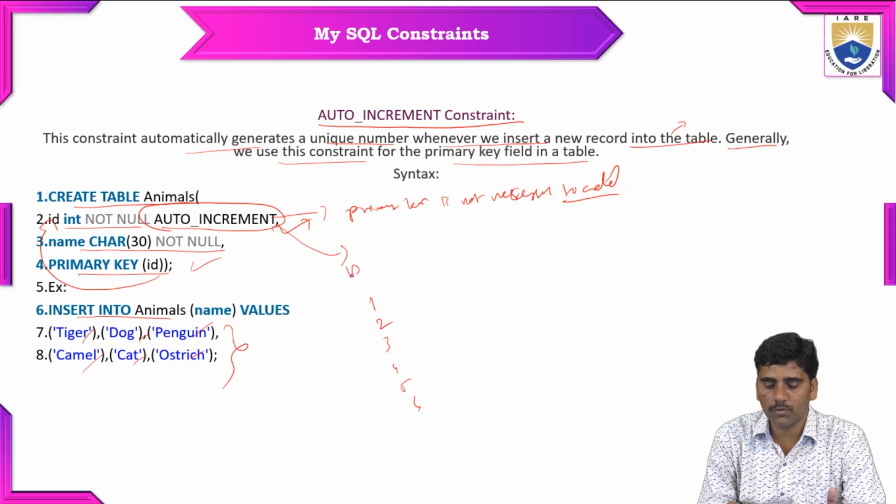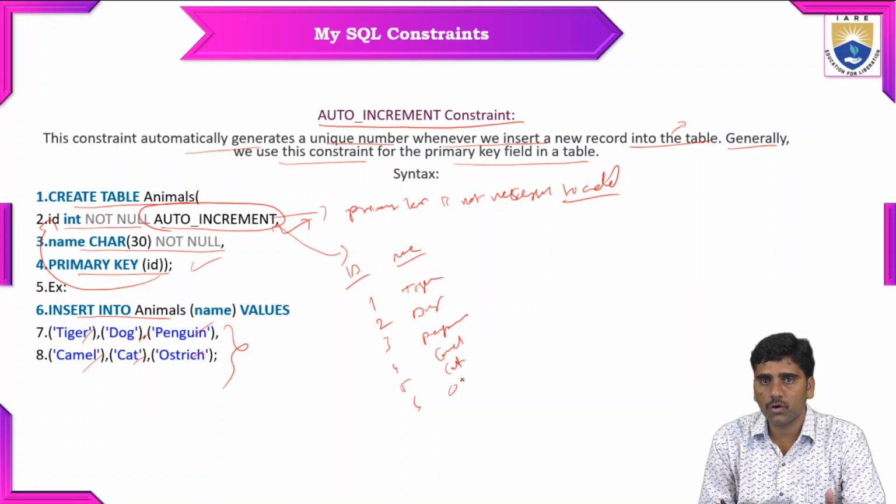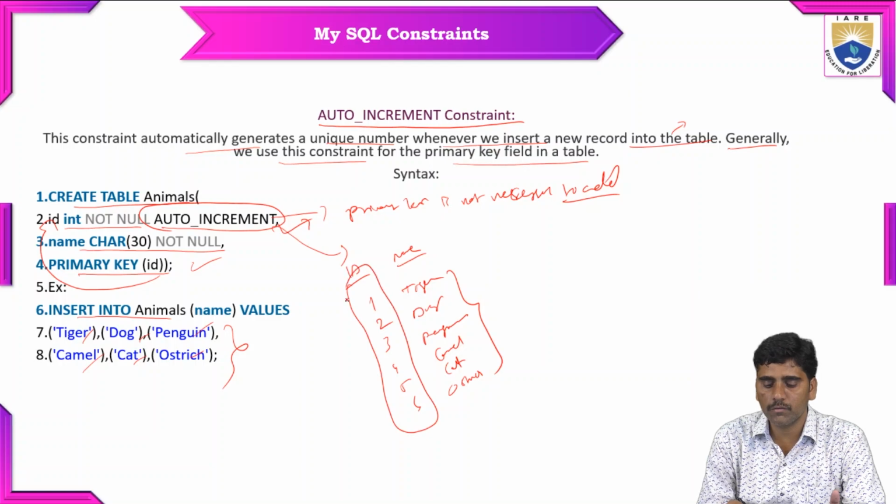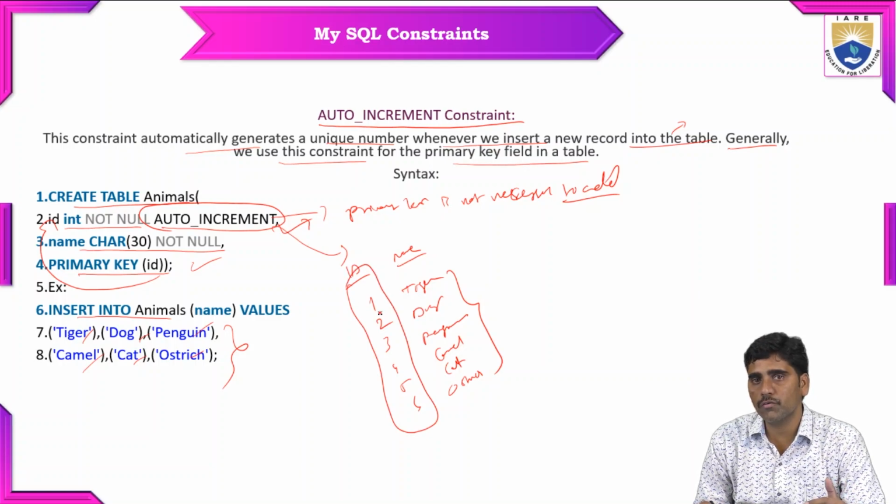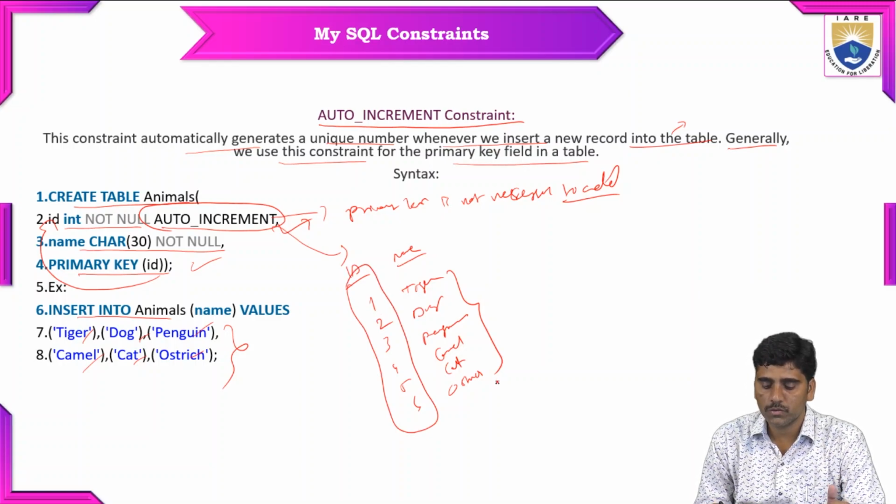So this is the id, and this is the name. The names are directly displayed: tiger, dog, penguin, the next camel, the next cat, the next ostrich. All these animal names will be identified with auto increment values like 1, 2, 3, 4, 5, 6 and so on. The values are displayed depending upon the number of names inserted.